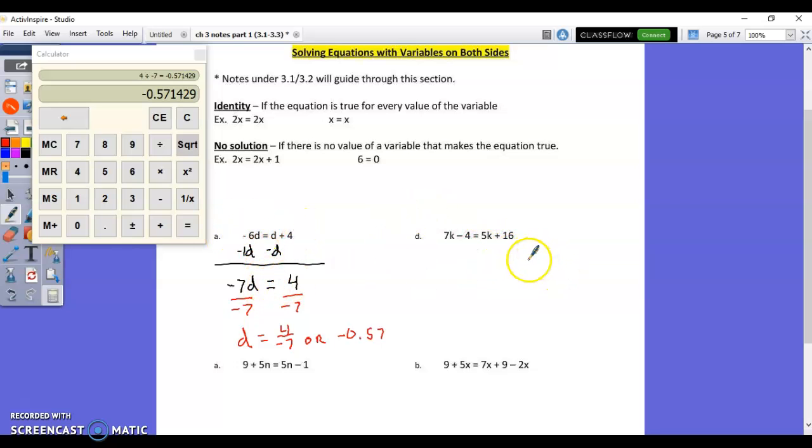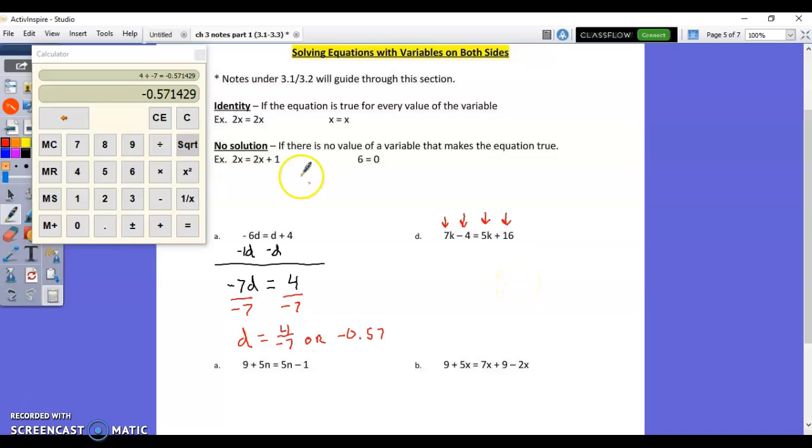Example D shows that we have a variable term, a constant, so we have a 7k as our variable term, we have a negative 4 as our constant, we have a 5k, and then we have a positive 16. So we have 4 terms, 2 on each side. Now I need to get the variable terms on one side and the constants on the other. And the way we do that is we add or subtract to make them equal 0.